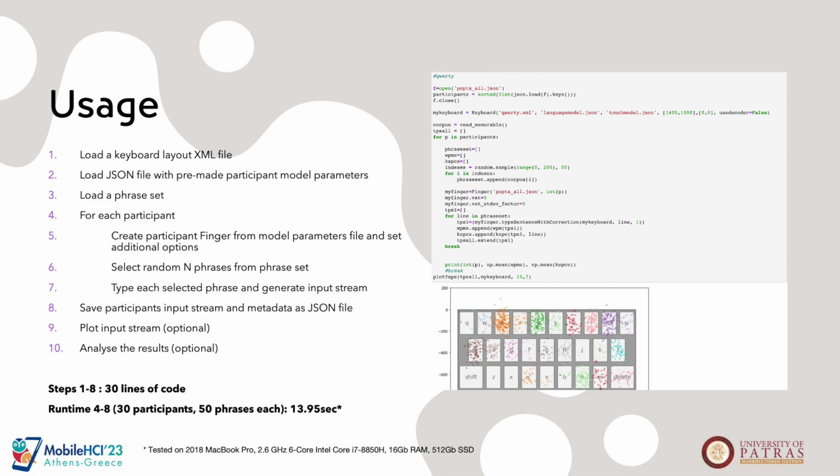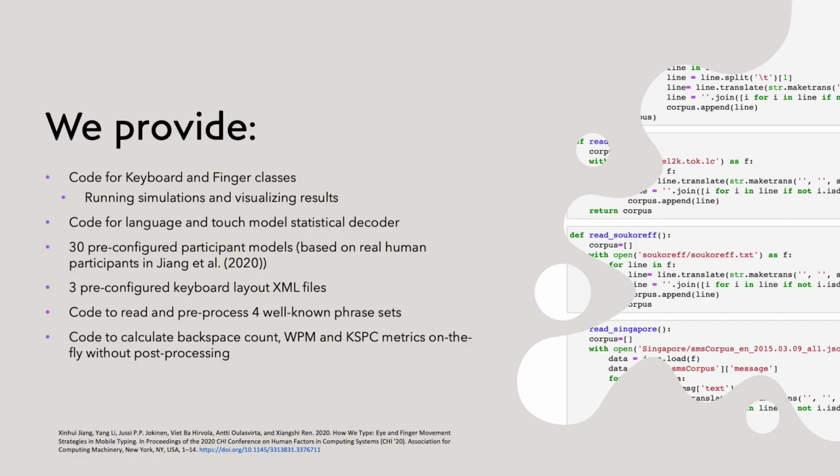RoboType can produce the complete input stream from synthetic participants as a JSON file that is easy to parse and compute metrics from. Optionally, the input stream can be visualized on screen over the keyboard layout, assisting the comprehension of produced output. All the necessary code and 30 pre-modeled virtual participants are provided with RoboType. We also provide sample XML layouts for 3 alternative keyboards, as well as code to read and pre-process 4 phrase sets commonly used in previous studies.